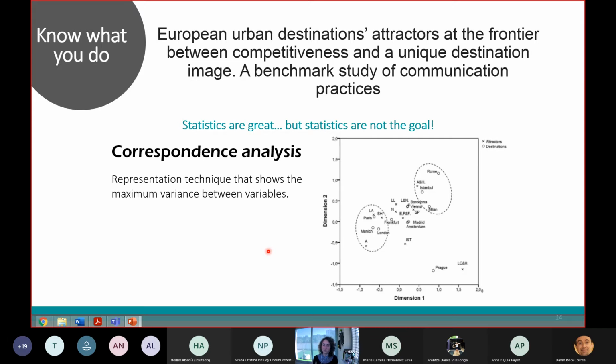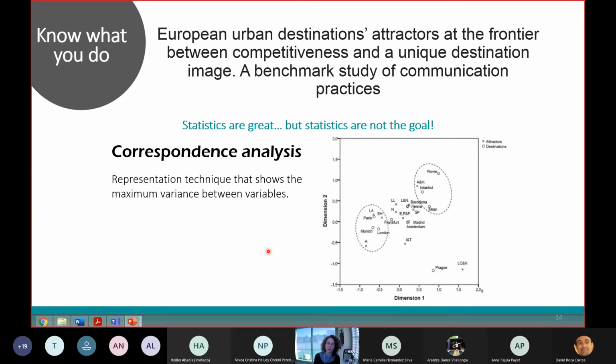Okay, statistics is great, especially if you are publishing or doing research in the area of strategic communication, management, branding, etc. But I must say that statistics is not the goal, it is the means. Because sometimes we lose sight, and statistics may be very challenging and we place it as the result, but it's only the way to show the result.